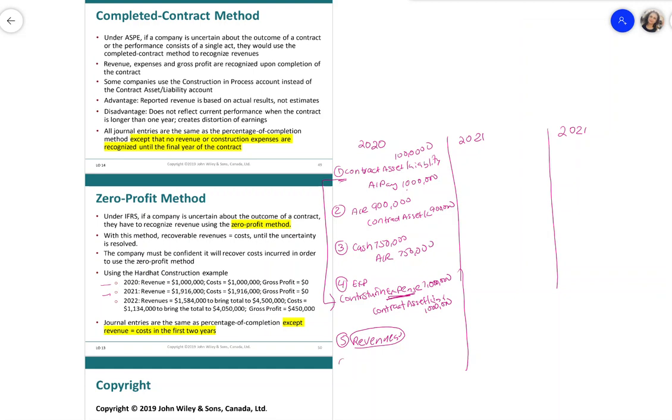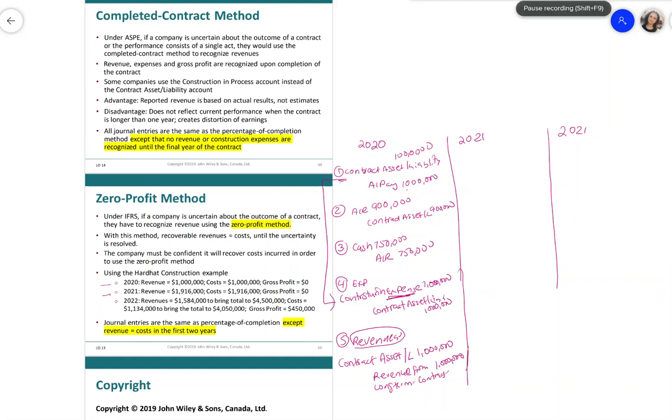So what we're going to do is debit the contract asset / liability for 1 million, and credit will be your revenue from long-term contract. That will be 1 million. So that's what the difference is.